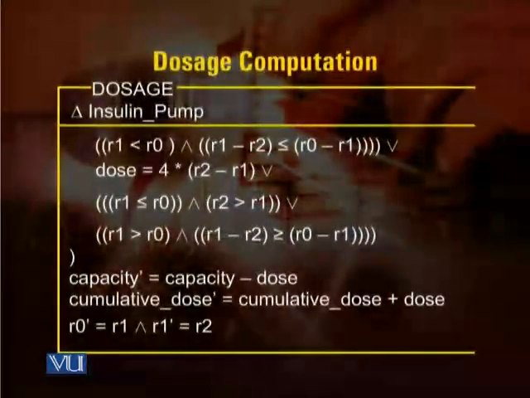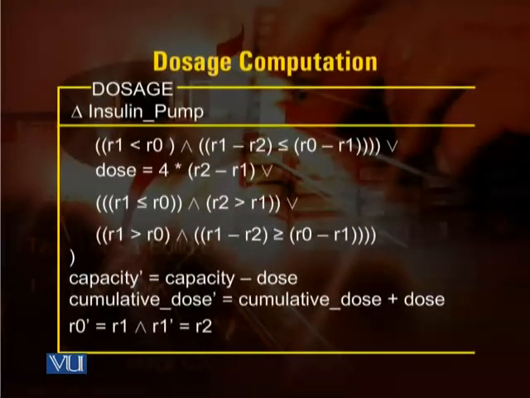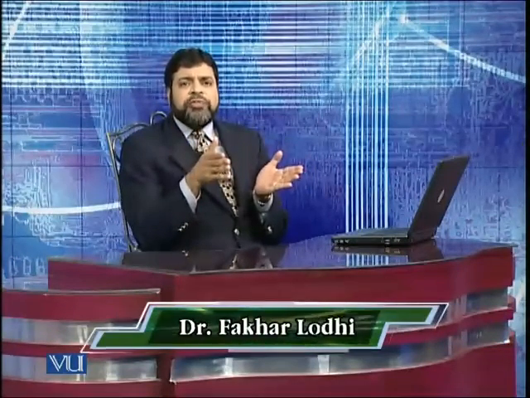Then we see the second part is, after the dose has been calculated, we update the state variables. The new value of capacity, that is capacity prime, is equal to capacity minus dose. Now this is a straightforward, trivial thing. Remember that when we make a change to a variable, we put a small dash at the end of the variable, which means that this is the new value of the variable.